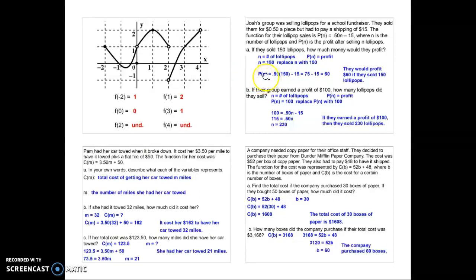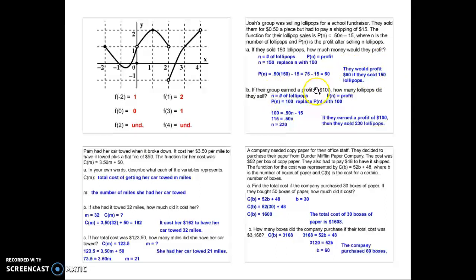So P of N, you still write that down as normal, equals 50 cents times now 150, because that's how many lollipops we think that they sold. And we still subtract our $15. So 75 minus 15 then equals 60. Okay, now it is a word problem, so your answer needs to be in that format as well. So you need to write it out as a complete sentence. So they would profit $60 if they sold 150 lollipops. So you need to be writing that out as a complete sentence.